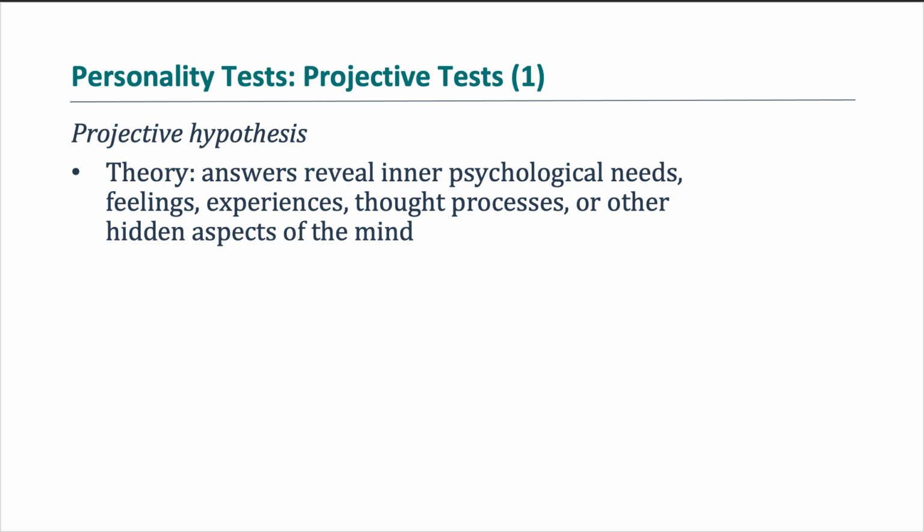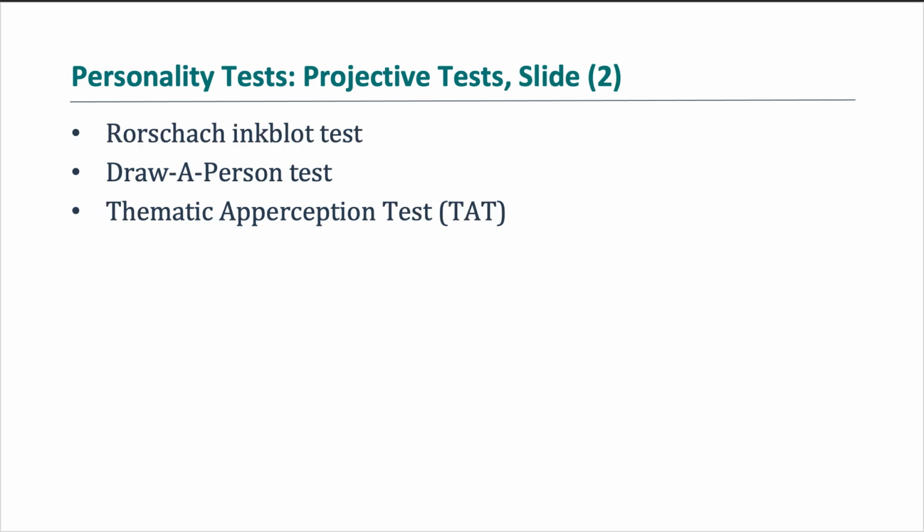And in the test, we present ambiguous stimuli and ask a person to describe what they are seeing. The idea is that you're trying to figure out their thought process. Is there any hidden aspect to their mind that we're not aware of, that can be uncovered through these ambiguous stimuli? Probably the most common one is the Rorschach, or the Inkblot test. If people think of a test that a psychologist would give, this is probably the main one they think of. So the Rorschach is one type of projective test.